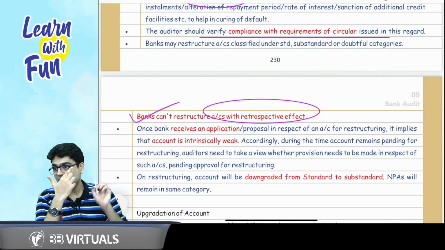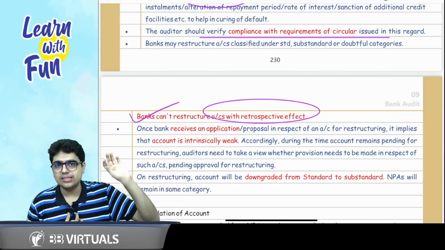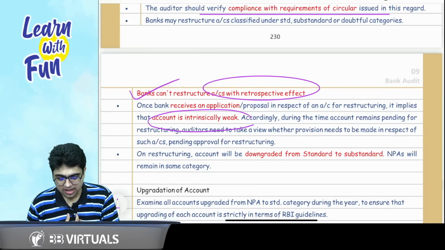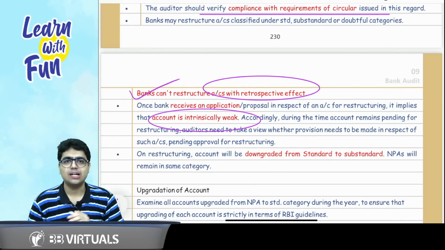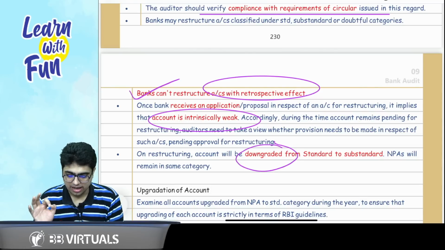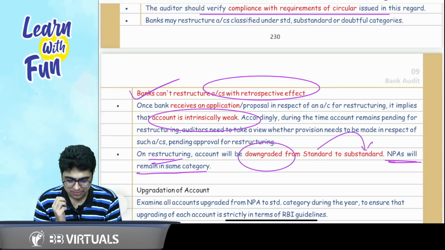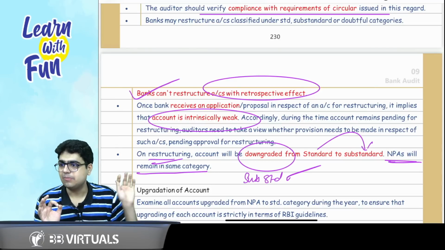Remember this point. If an application has been received for restructuring, that means the account is intrinsically weak. If an account is intrinsically weak, it cannot be classified as standard, and accounts will be downgraded. Once restructuring is done, they will be downgraded from standard to substandard, and NPAs will remain in the same category. So if an account was already substandard, it will remain as substandard.